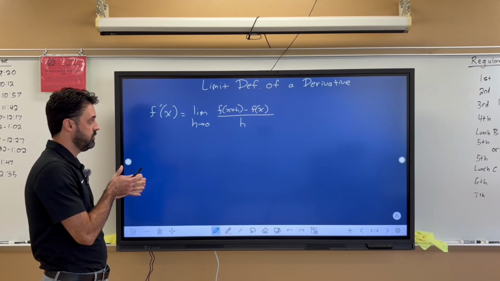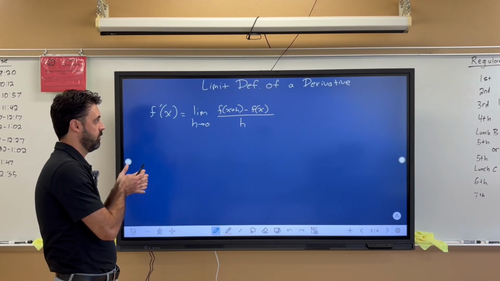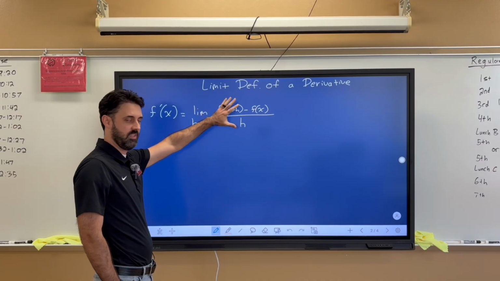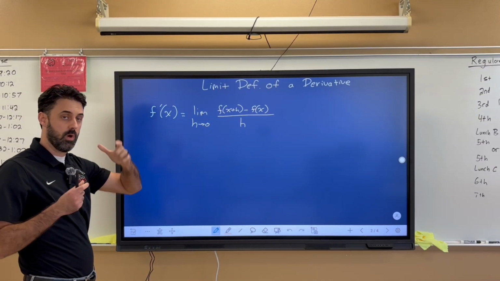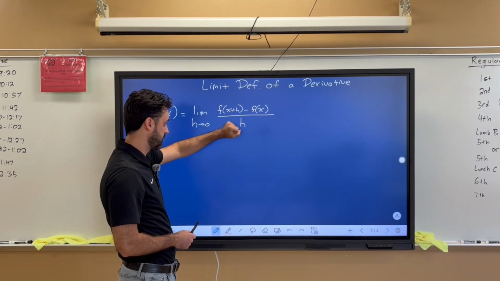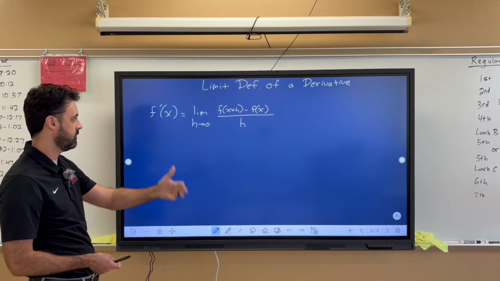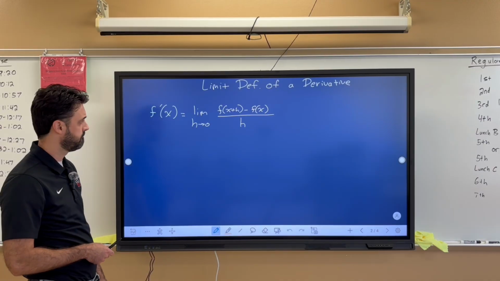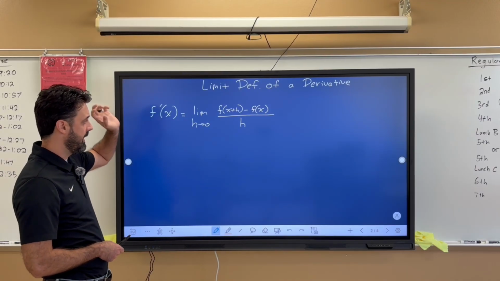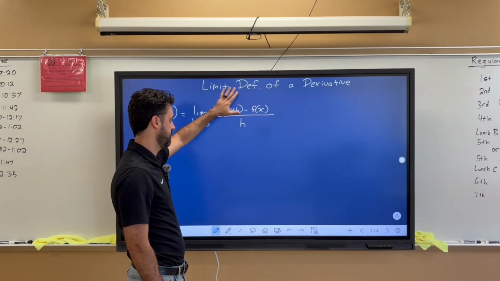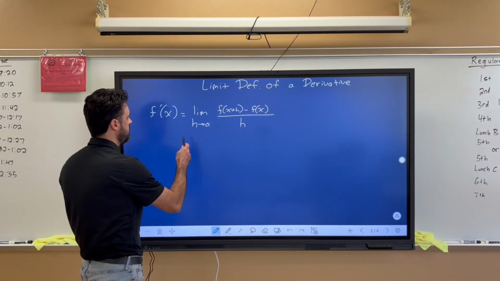And then we went into quite a while where we were trying not to use this, right? That was the whole goal. We want to just basically bypass this formula by memorizing all of our different derivative rules, like the power rule, the product rule, quotient rule, all that stuff. But now we're kind of circling back to this and saying, okay, this is a definition of a derivative. So here's what we need to be able to realize.